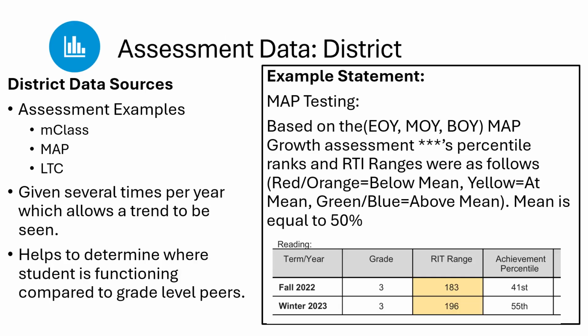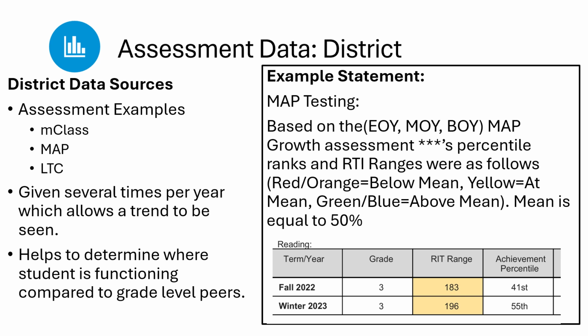Another rich picture of data comes from the district. The district administers certain assessments, depending on the grade that your child is in, 3 times a year. And these assessments could be the mClass, which is first grade usually for reading, MAP, or LTC. These assessments are given in the beginning of the year, middle of the year, and end of the year. So you see BOY is beginning, MOY is middle, EOY is end.